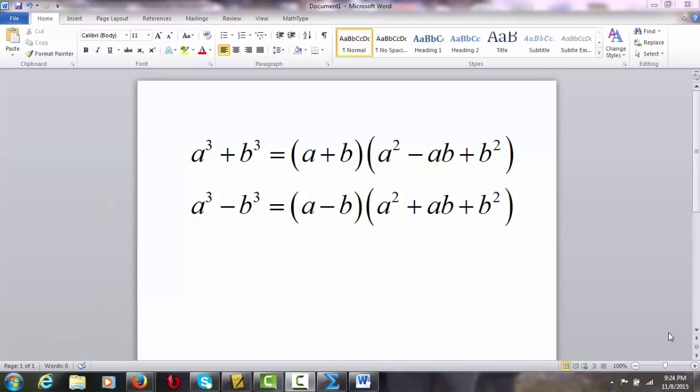So again, we have two new formulas for factoring, sum and difference of cubes, and our old factoring.